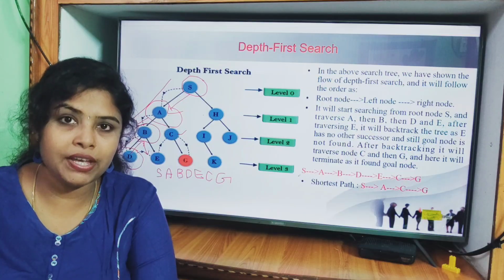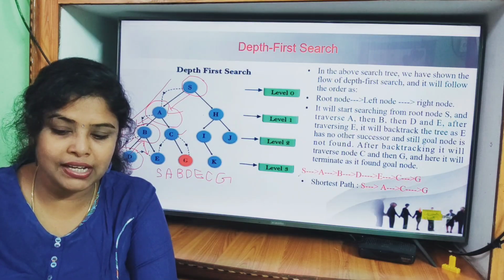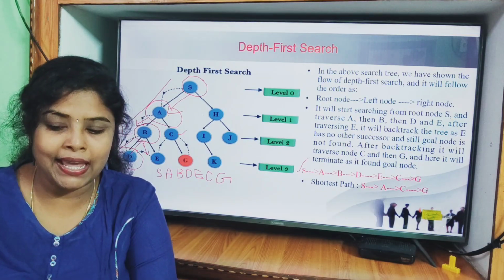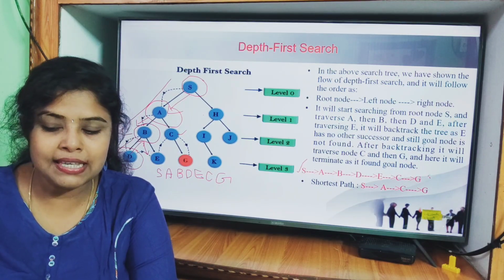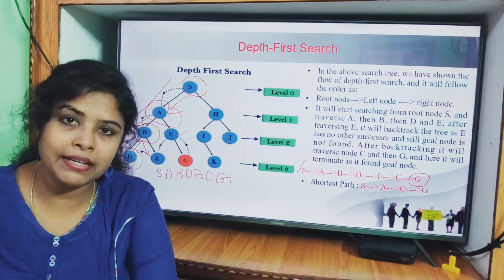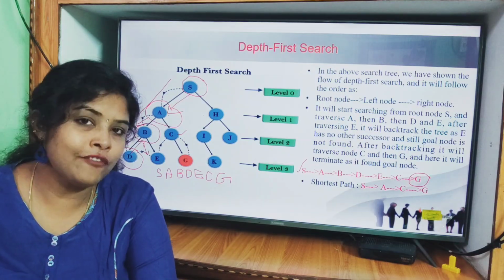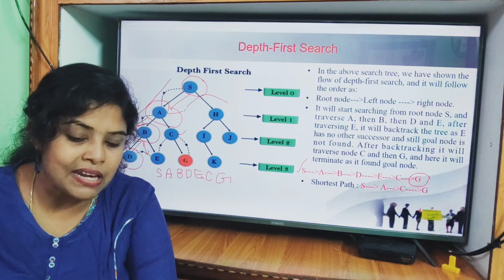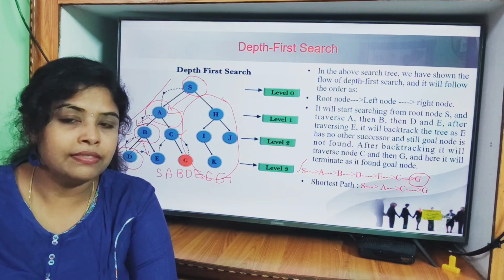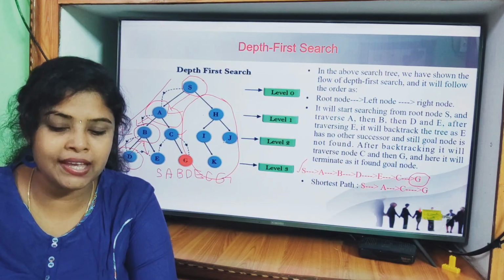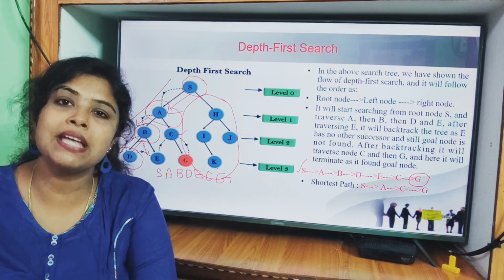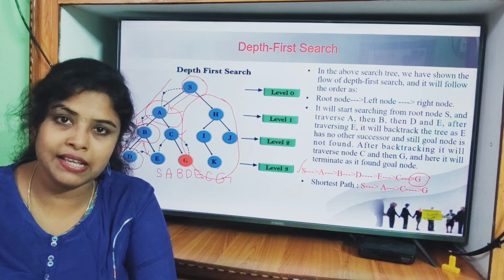So the path over here for the DFS implementation is S to A to B, B to D, D to E, E to C and C to G. Since G is the goal node, the implementation stops right here. So if you observe, there are some unvisited nodes here. The algorithm has not visited H or I or J or K. So that is the major difference between BFS and DFS.